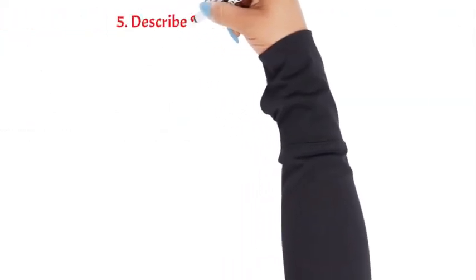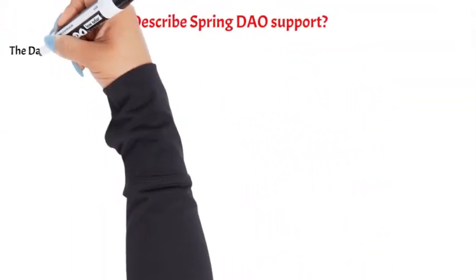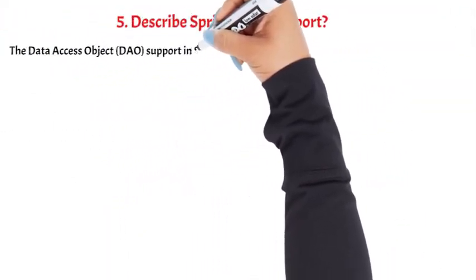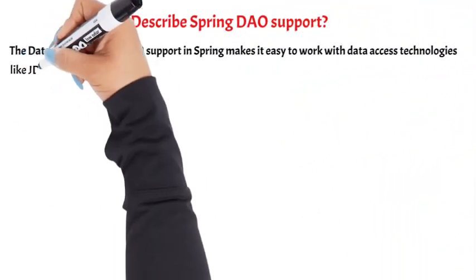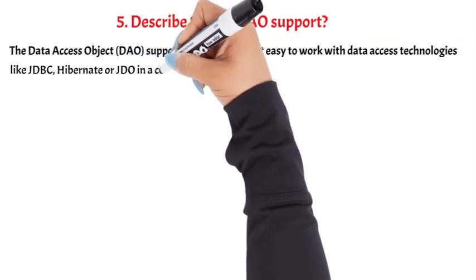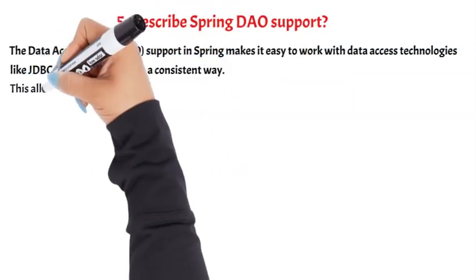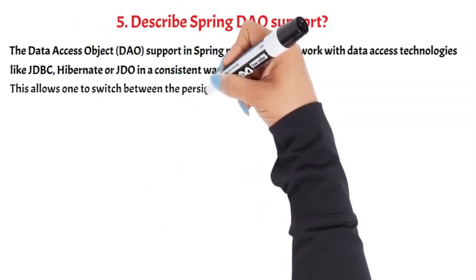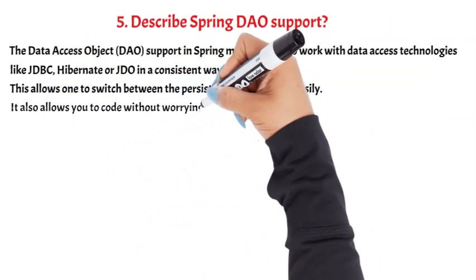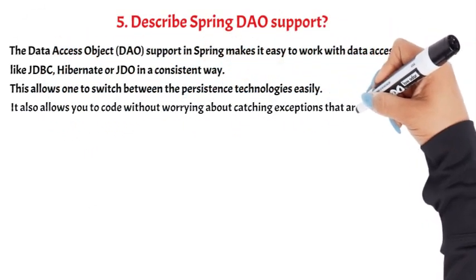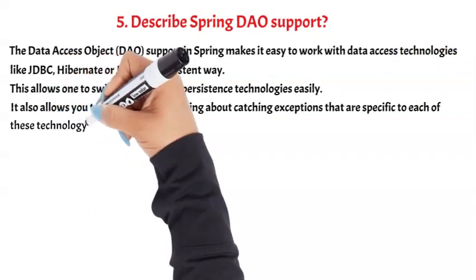5. Describe Spring DAO support. The data access object (DAO) support in Spring makes it easy to work with data access technologies like JDBC, Hibernate, or JDO in a consistent way. This allows one to switch between the persistence technologies easily. It also allows you to code without worrying about catching exceptions that are specific to each of these technologies.